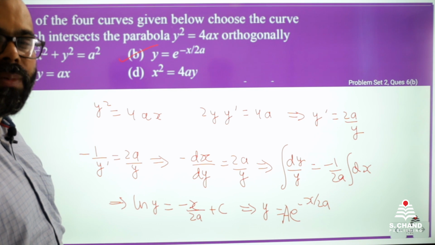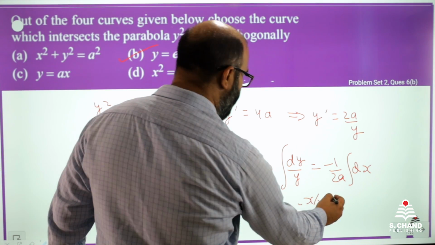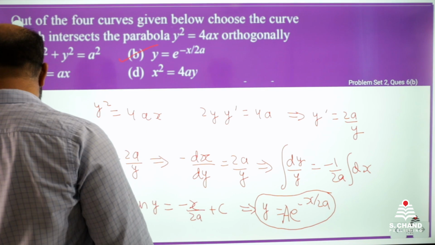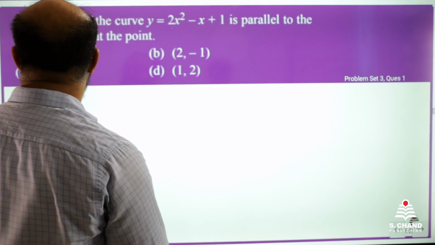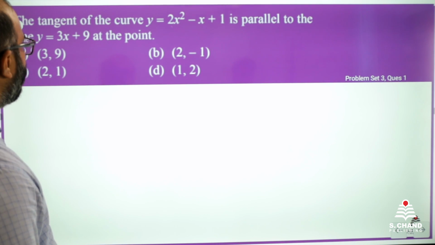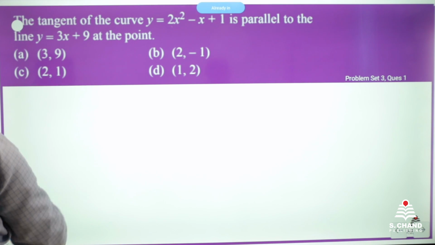So e to the power minus x by 2a is there. So this is the orthogonal curve. Now let us come to the next question. The next question says the tangent of the curve, this one, is parallel to the line, this one, at the point. So here the question is quite straightforward.